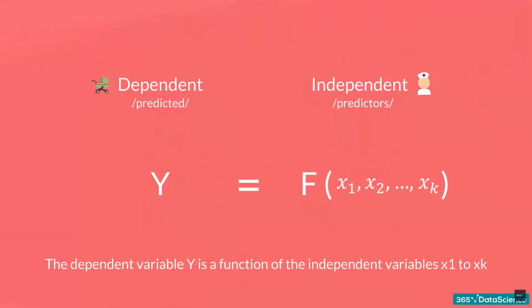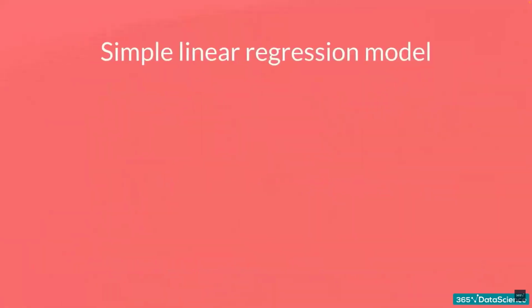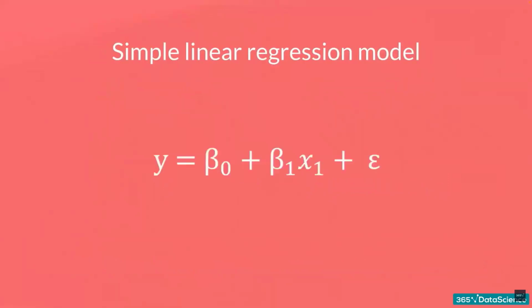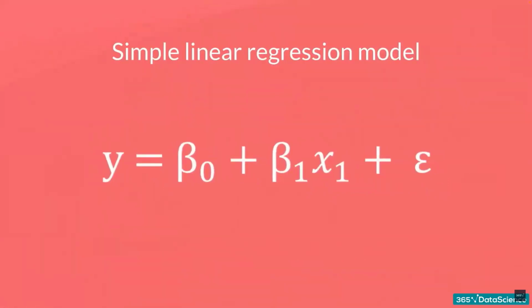Y is a function of the x variables, and the regression model is a linear approximation of this function. The easiest regression model is the simple linear regression. Y is equal to beta 0 plus beta 1 times x plus epsilon. Let's see what these values mean.